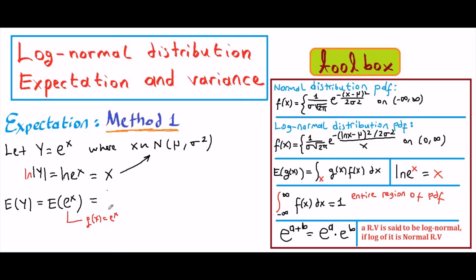So we can set our integral from negative infinity to positive infinity because that's our domain, e to the x, which is our g of x, times f of x, which is our PDF, 1 over sigma times square root of 2 pi, e to the negative x minus mu, the quantity squared, over 2 sigma squared dx.